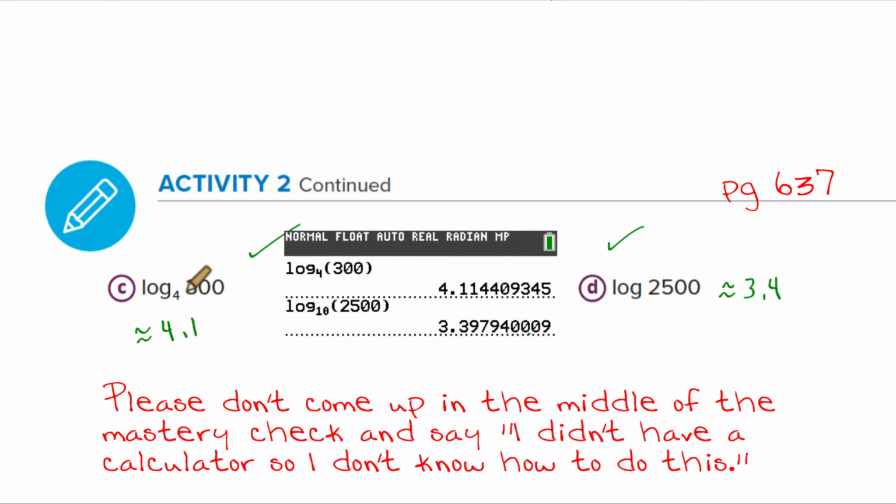Okay, so I get 4.1 and 3.4, and I add a little request here. Please don't come up in the middle of the mastery check and say, I didn't have a calculator, so I don't know how to do this. Make sure you learn how to do this before you take the mastery check, of course. If you're taking notes at home and you don't happen to have a calculator, that's fine, but just make sure you learn how to do it before you go in and take that mastery check.